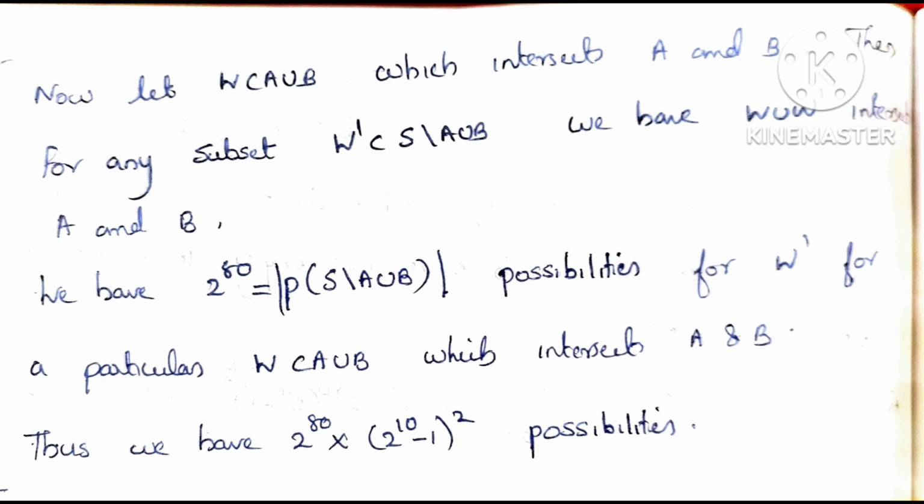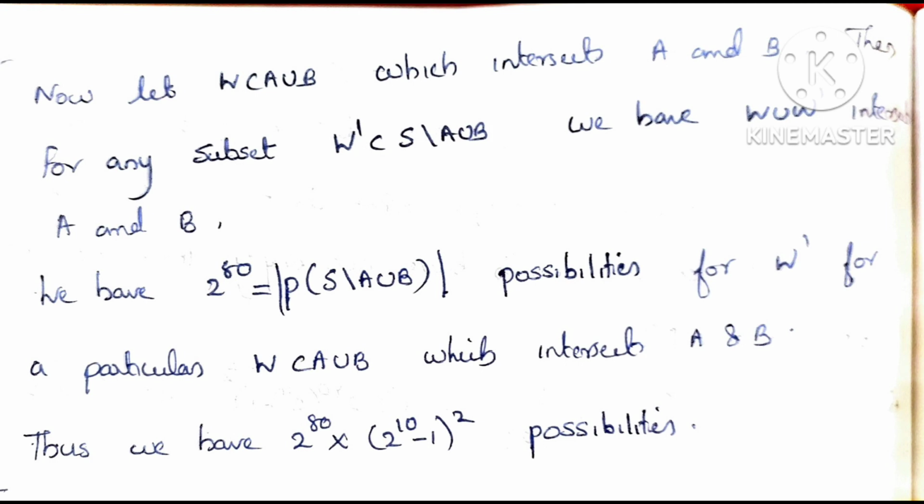So just fix a W subset of A union B which intersects both A and B. Then for any W dash subset of S minus A union B, we have W union W dash intersects with A and B, since W intersects with both A and B. So for a particular W subset of A union B which intersects A and B, this holds for any subset W dash of S minus A union B. Since A contains 10 elements and B contains 10 elements and A and B are independent, S minus A union B contains 80 elements.